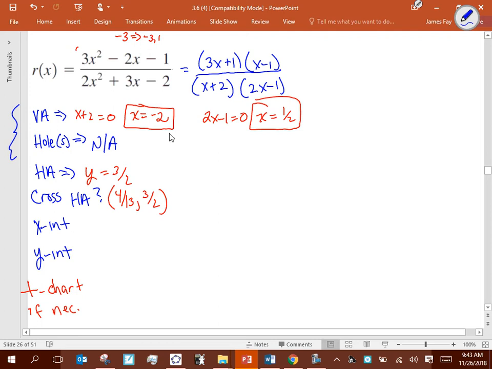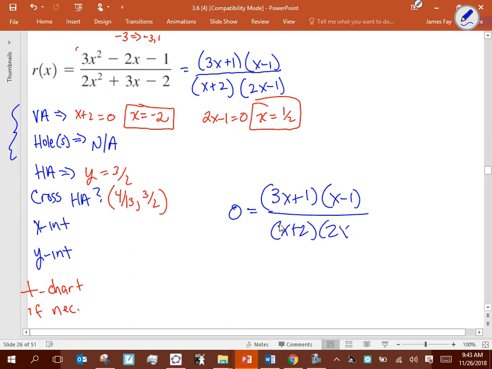All right, so now I got to find x-intercepts. X-intercepts, go back to algebra 1, are when what coordinate is 0? Which is when your y-coordinate is 0. So I'm going to take my rational function, my polynomial at the top, polynomial at the bottom, and I'm going to set them equal to 0. We have (3x plus 1)(x minus 1) over (x plus 2)(2x minus 1).